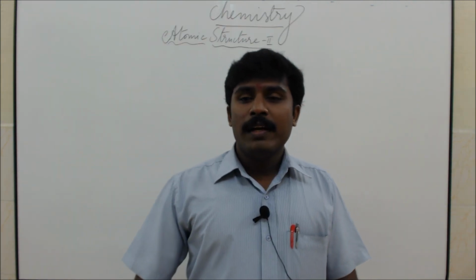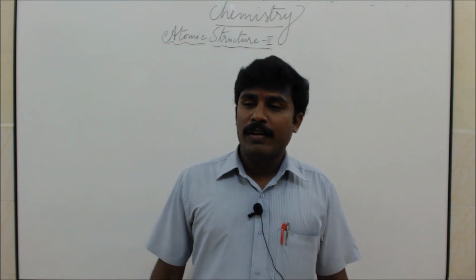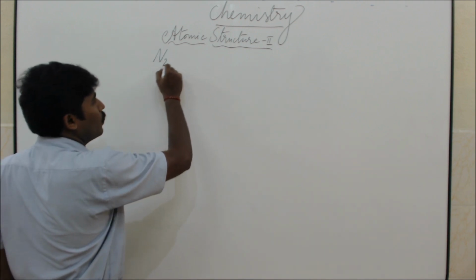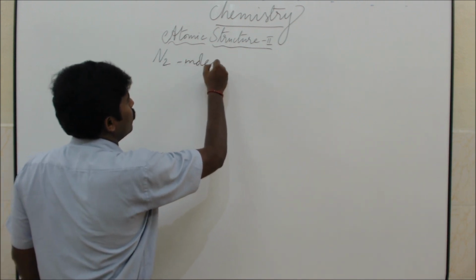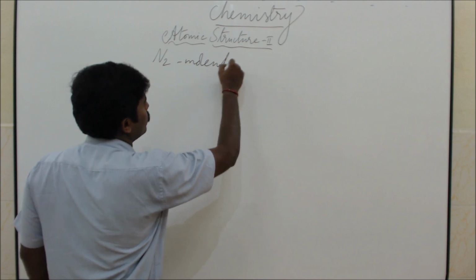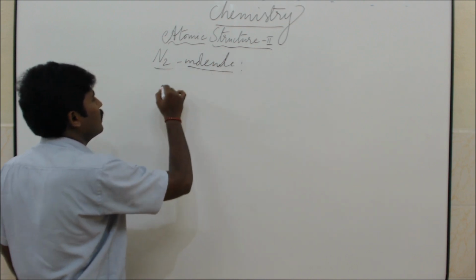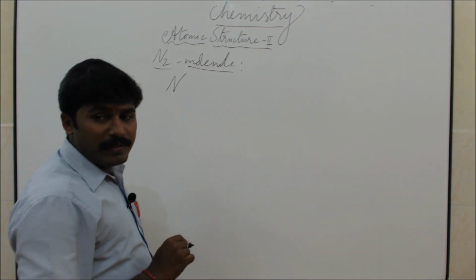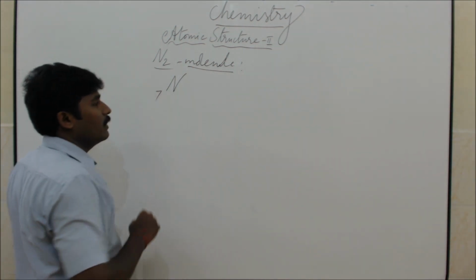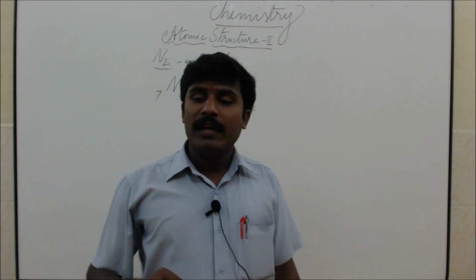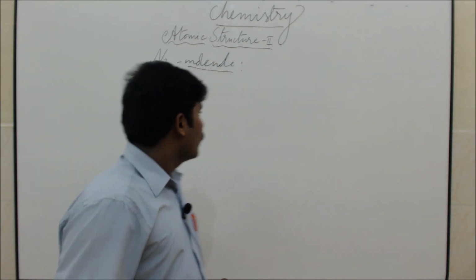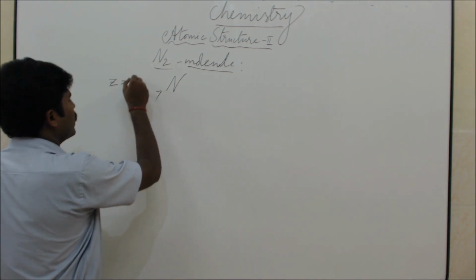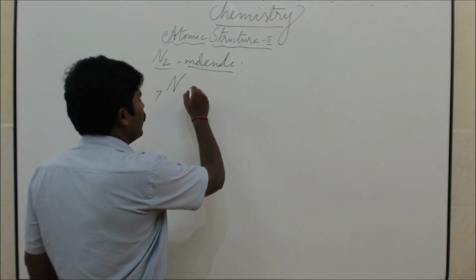The next topic, molecular orbital diagram of nitrogen molecule. For the nitrogen molecule, you have to draw the diagram. What is the symbol of nitrogen? N. Atomic number of nitrogen? 7. So Z is equal to atomic number 7. How do we write the electronic configuration?